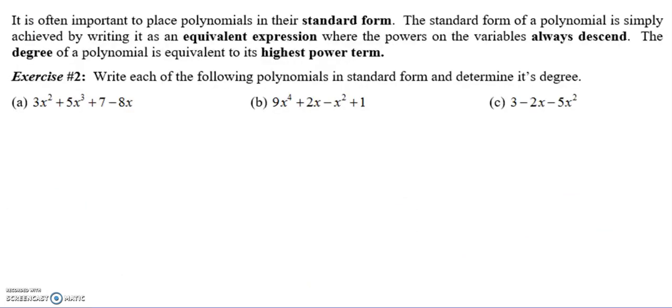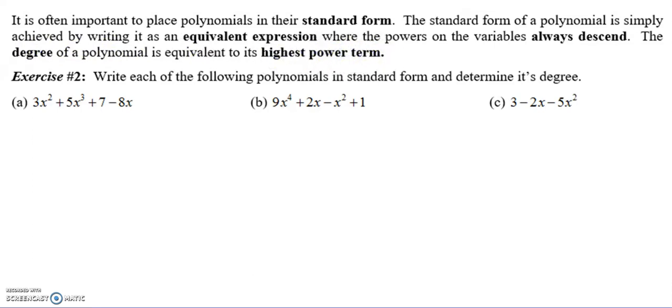Alright, so now that we know what a polynomial is, we can start doing some things. First, you need to know how to properly write them in standard form. This is important, and you can lose points on a Regents or a test if you don't put things in standard form. Basically, all you have to do is rewrite the equivalent expression where the powers of the variables always descend. So the biggest exponent first down to the lowest exponent. Also, something important to know is called the degree of a polynomial, and this is really simple. It's just equivalent to the highest powered term of the polynomial.